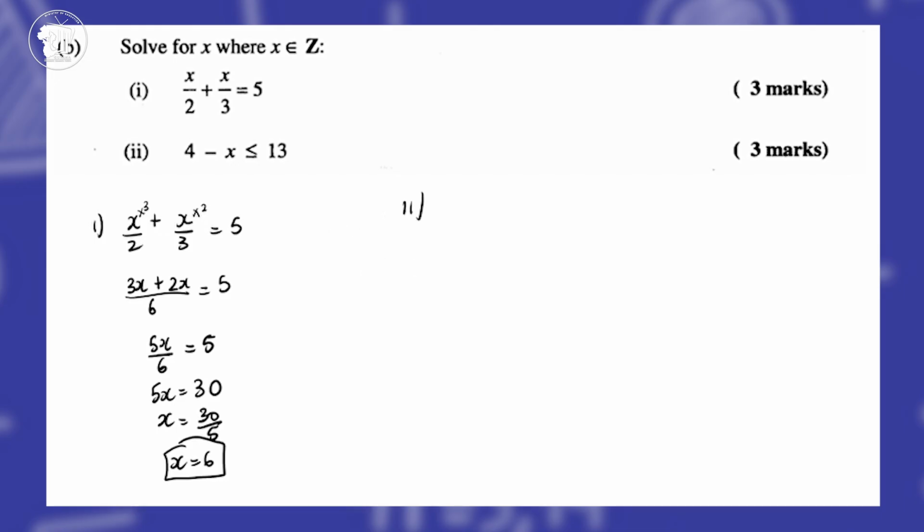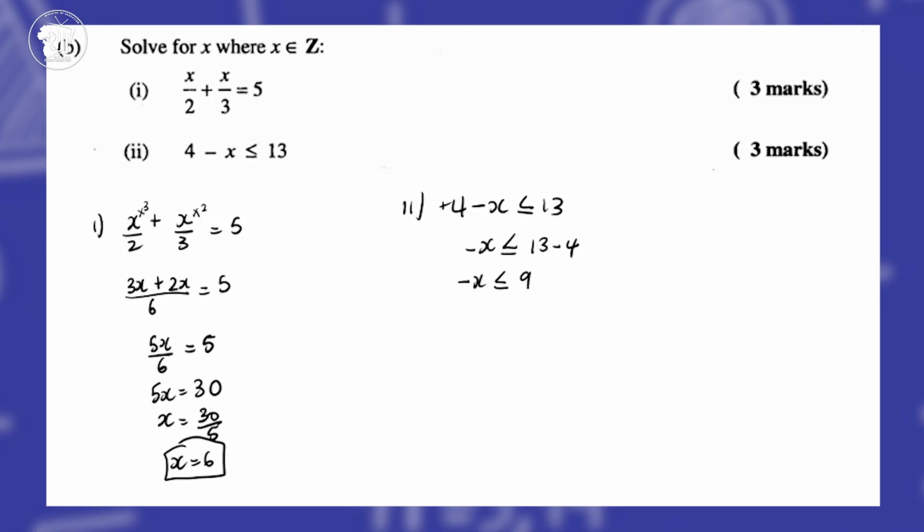So the next one says I have 4 minus x is less than or equal to 13. So I want to solve this. So the first thing I'll do, I take over the 4. So this will be negative x is less than or equal to 13. So this is a plus 4. I take it over, it becomes a minus 4. So negative x is less than or equal to 13 minus 4 is 9.